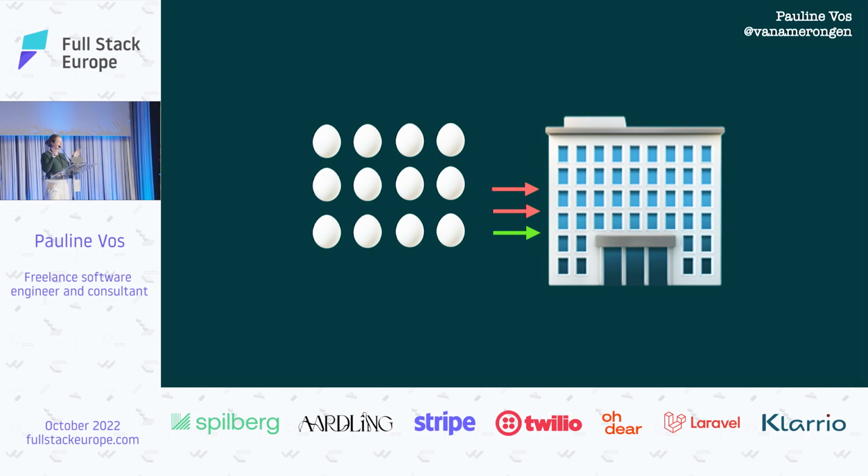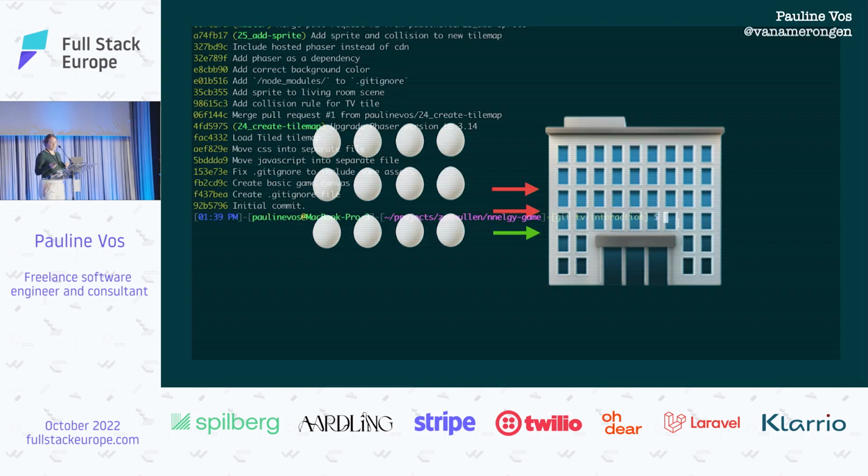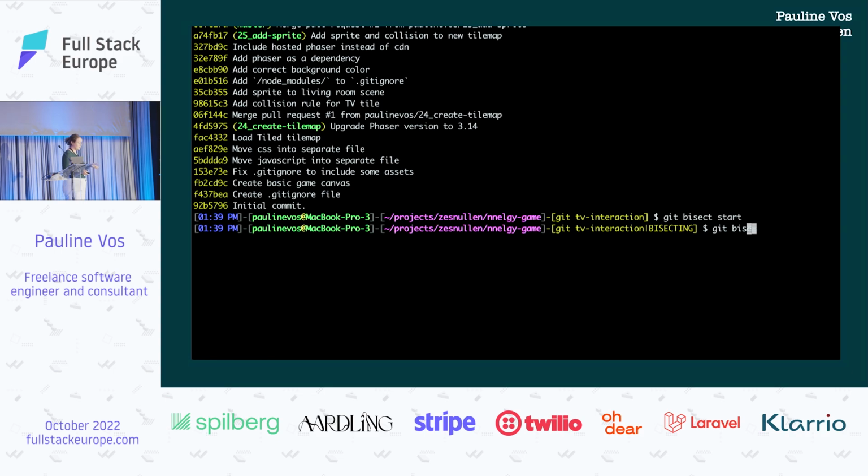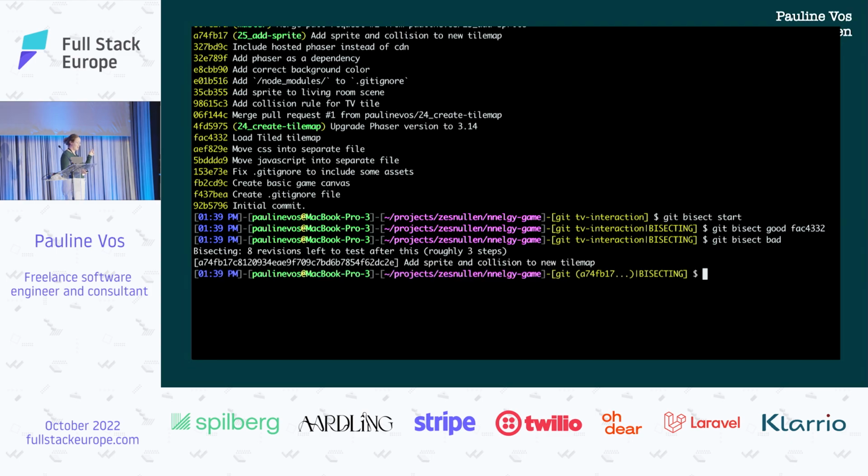Okay, so let's take that example from before, and let's see what that looks like. So we have a little commit history here. We're going to go git bisect start. That starts the bisect, and we're going to give it the last good commit that we know. So we know that the button was still here where it was supposed to be. And we're going to go git bisect bad, and by default, it will take the head as the bad point.